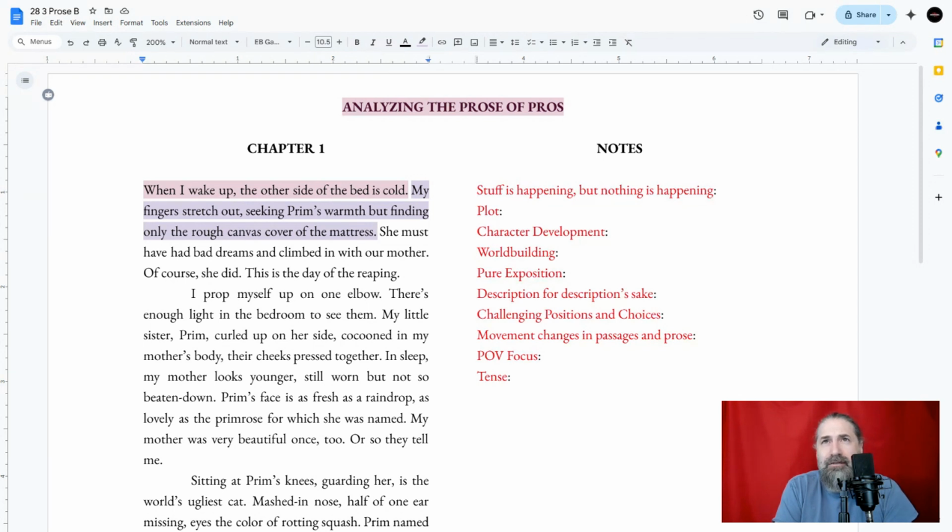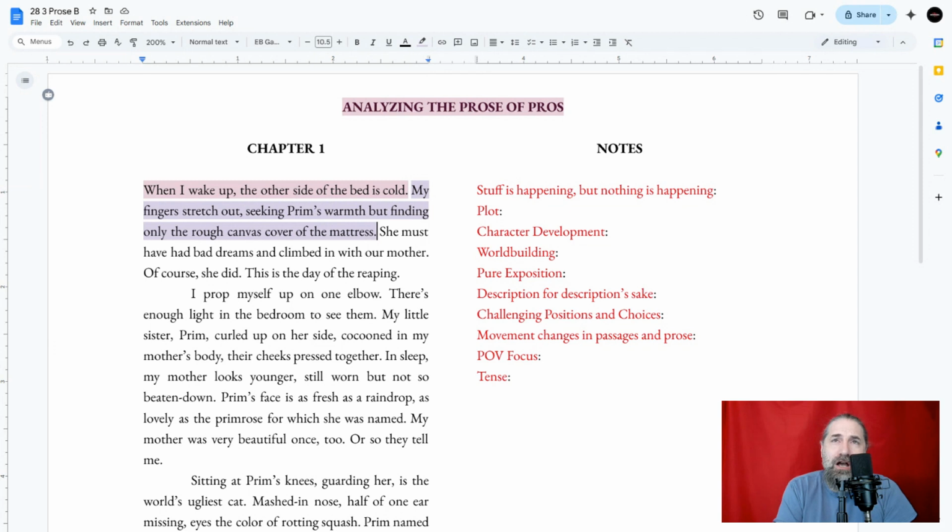Okay, a couple things here. The first sentence has a slower pace because it's just keeping it moving. The second one allows us to linger in the moment for the beat, because we are experiencing her emotional response to the fact that Prim's missing.